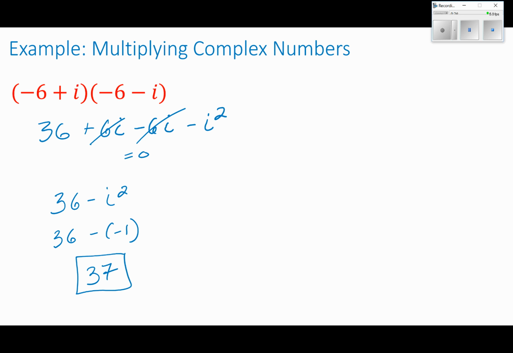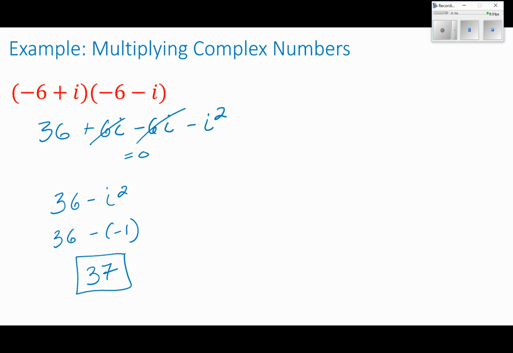But again, i squared is negative 1. So it's 36 minus a negative 1. So we end up with 37. So we can have two complex numbers. When we multiply them, our answer simply becomes one real number. So we can work with complex numbers, and they do turn into real numbers based on how they're set up. We're going to talk a little bit more about that tomorrow.